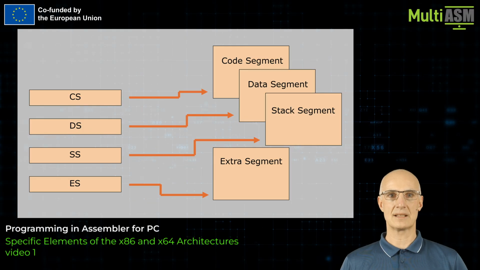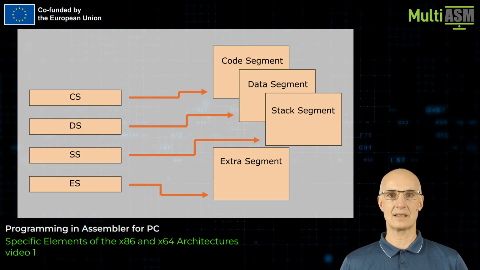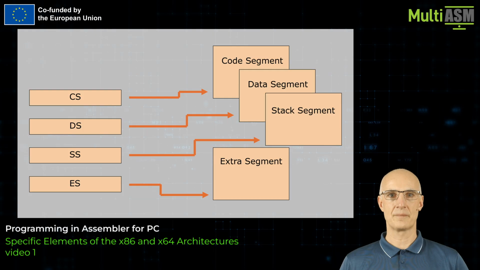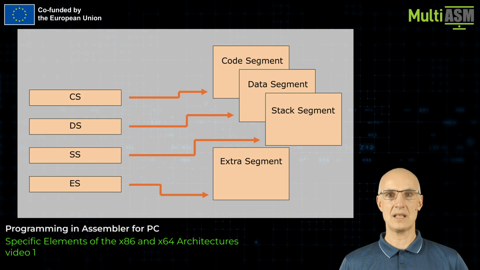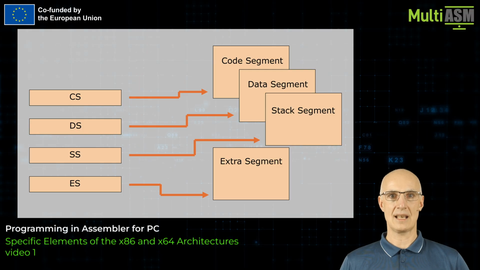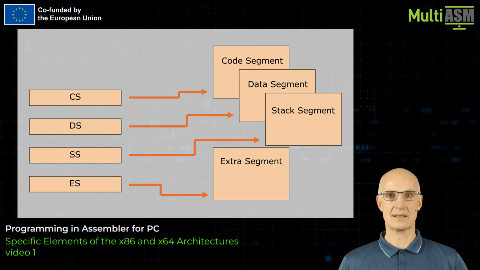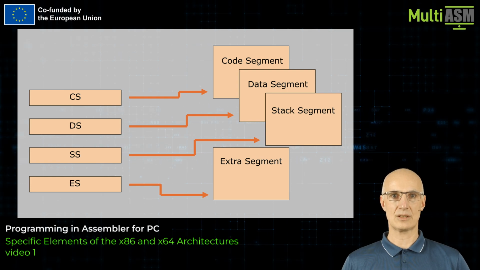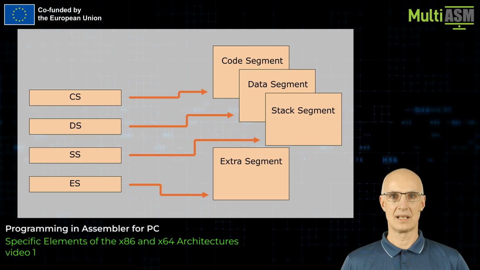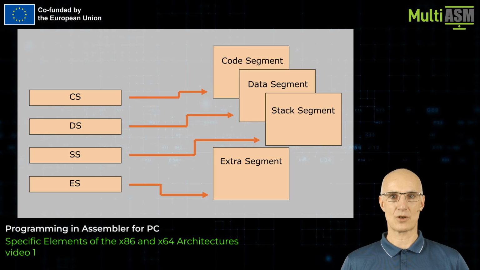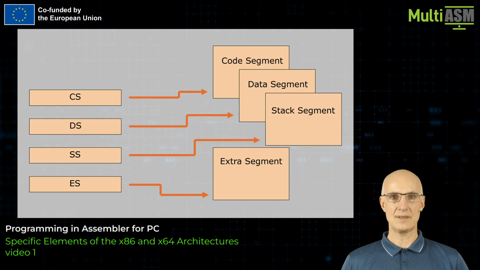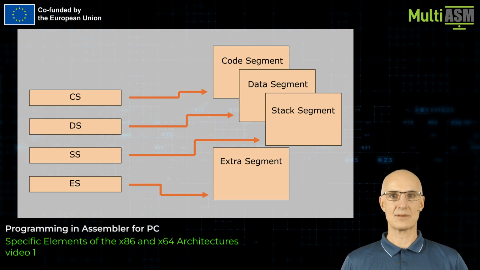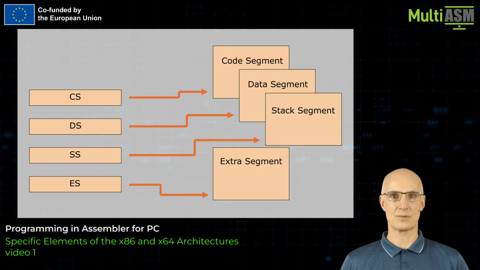The program is divided into 3 segments containing the main elements. The code segment contains the processor's instructions and their immediate operands. The instructions are related to the CS register. The data segment is related to the DS register. It contains data for the program. The stack segment contains the program stack and is related to the SS register. If needed, it is possible to use an extra segment related to the ES register.